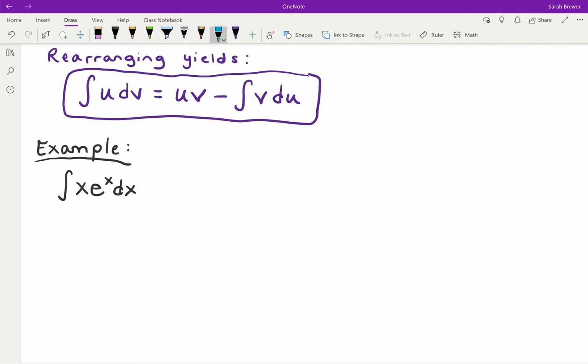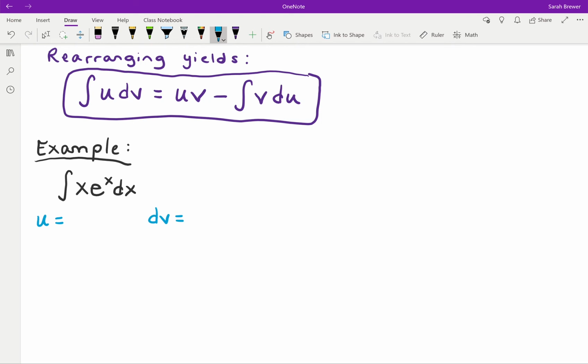So our first task is to identify which part of this is u and which part of this is dv. Whatever part we choose as our u is going to get differentiated, and whatever part we choose as our dv will get integrated. In making the choice of u and dv, ultimately we want something that we can integrate. So we don't want to make this expression any more complicated. We want to choose our u and dv in such a way that we're simplifying.